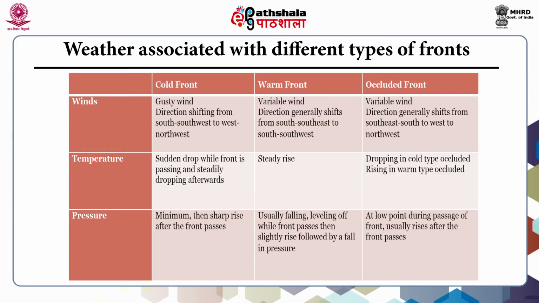And in the case of warm front, the temperature has a steady rise. And in occluded front, there is a drop in the cold type occluded and a rise in the warm type occluded fronts. In the case of pressure, the cold front has minimum pressure, then a sharp rise after the front passes. In the case of warm front, it's usually falling, leveling off while the front passes, then slightly rising followed by a fall in the pressure. In the case of occluded front, the pressure is at the low point during the passage of the front, and usually rises after the front passes.